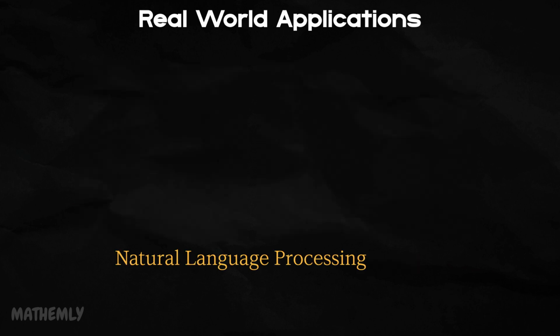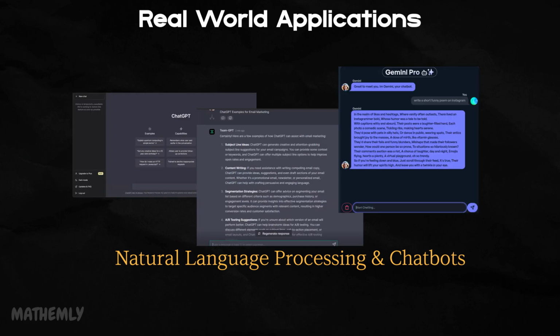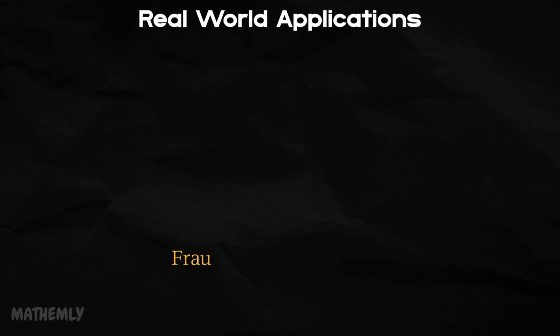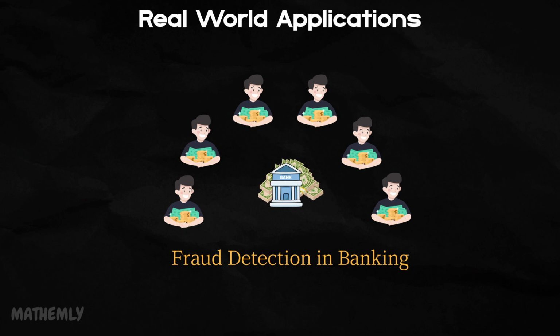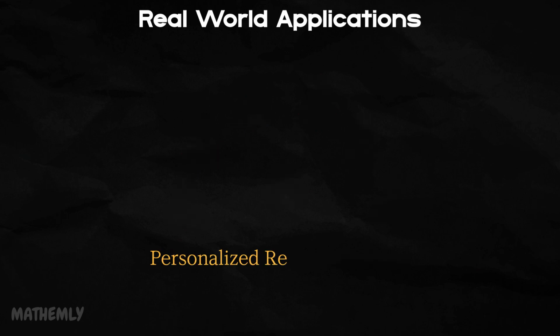Natural language processing and chatbots. Neural networks power virtual assistants like ChatGPT, Siri, and Alexa. They understand and generate human language using models trained on massive amounts of text, enabling accurate language translation, sentiment analysis, and intelligent conversations. Fraud detection in banking. Banks use neural networks to spot unusual transaction patterns that may signal fraud. These models learn from past behavior and flag suspicious activity in real time, helping protect customers and financial institutions. Personalized recommendations.